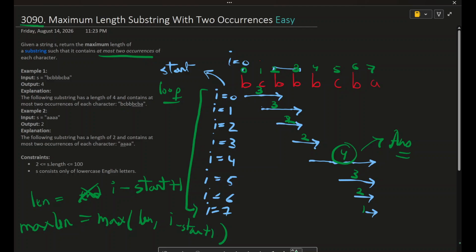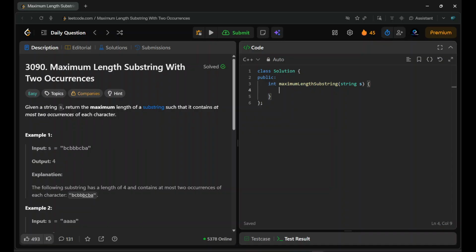Okay, so let's do the coding part. What I'll do, I'll make a variable that will be the max length, and it will be 0. Then I will initialize a loop from i equals to 0, i less than s.size(), i plus plus. Then I'm making a length variable, and I have to maintain the frequency. So for that I'm making an int array of size 26.